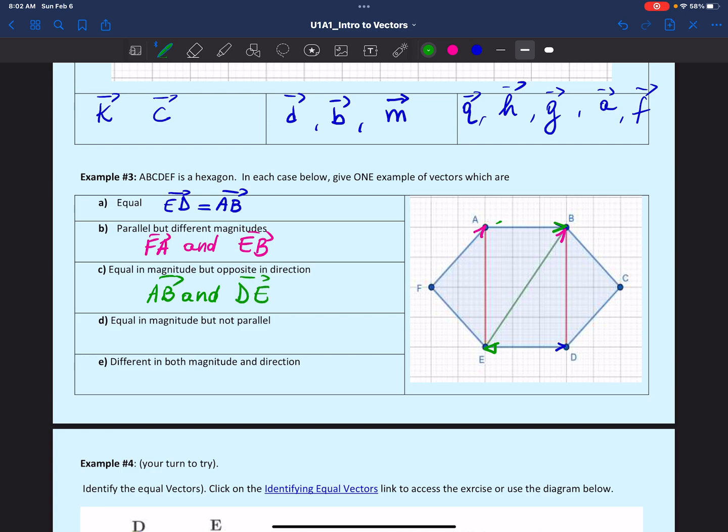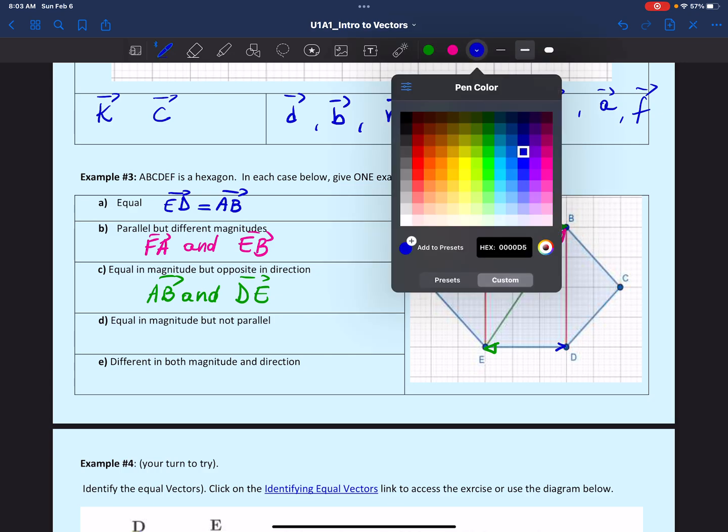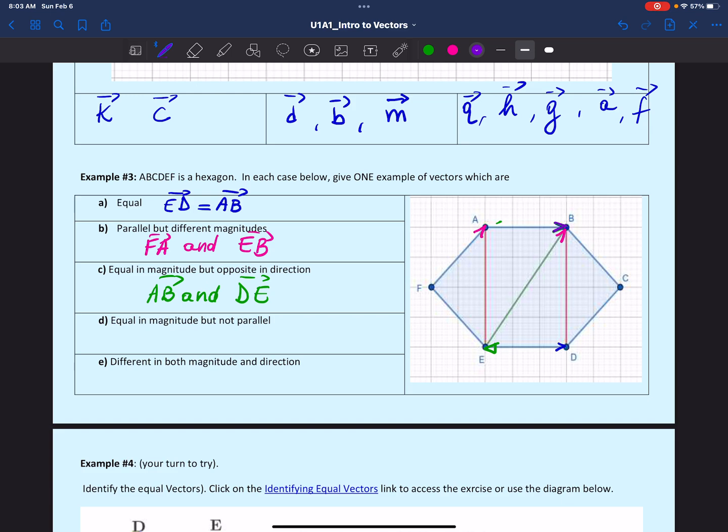Equal in magnitude but not parallel. So equal in magnitude, since we're told this is a regular hexagon, that means that each side would be the same. So we'll say, for example, vectors AB and BC. Different in both magnitude and direction. So I would continue with vector AB and then finish up with vector AE.